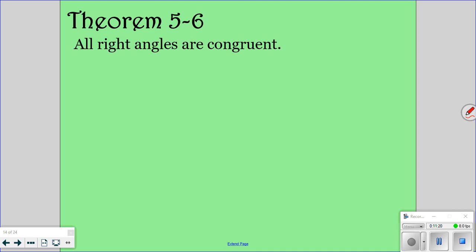Looking at another one, all right angles are congruent. All right angles are 90 degrees, and 90 degrees is always congruent to 90 degrees. Like I said a couple of lessons back, sometimes the theorems and postulates may be things that you already feel like you know. They are just putting them in mathematical terms, basically.